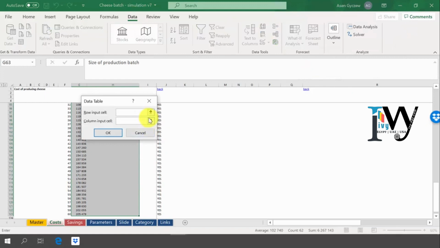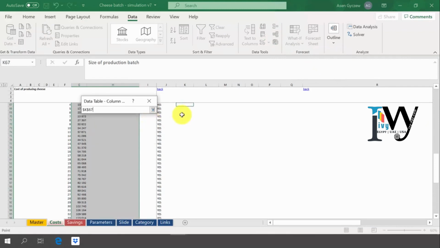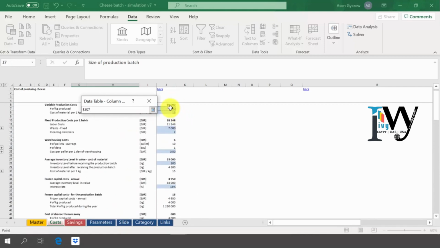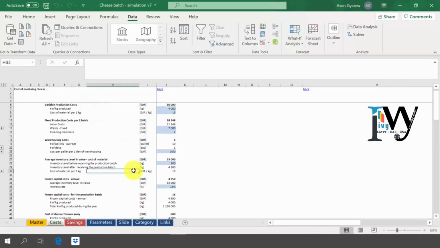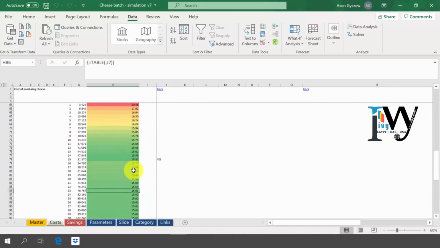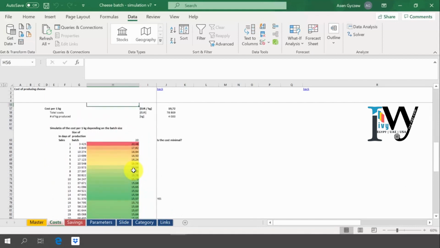It will ask you what is the column input and the row input. In our case, we just have the parameters in the column. So we pick this one and we want it from the column to put it where we had the size of the production batch. So this will be J7. We press enter and then we press OK. And now it should already have done the simulation one more time. So as you can see, we've got the simulation. Once you've got the cost estimation, so you reflect the logic in Excel, it's very easy to do the simulation using this method.